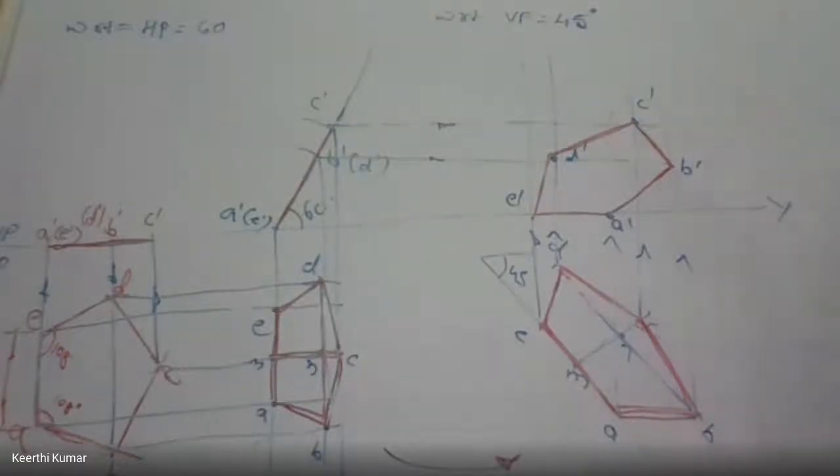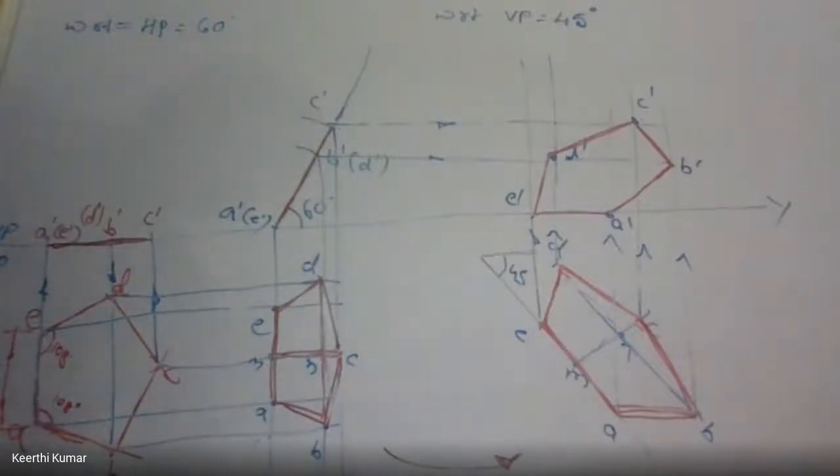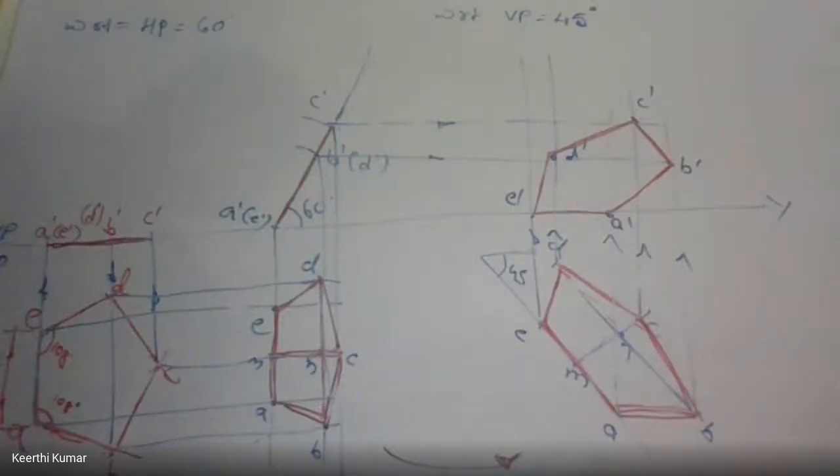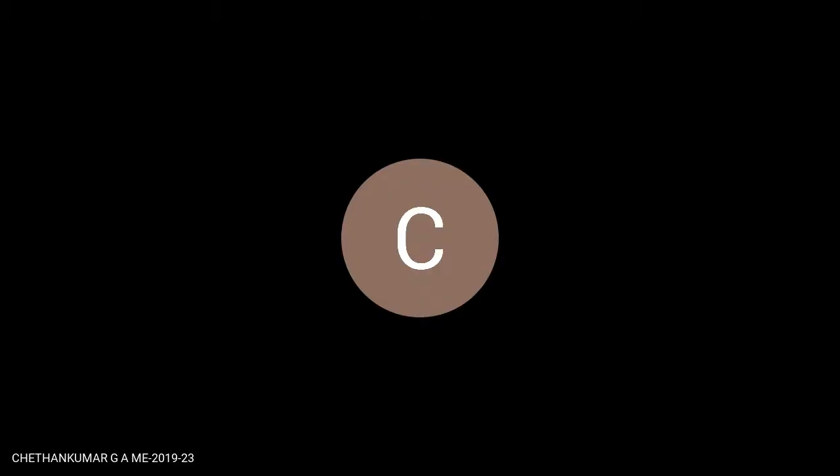Okay, here's the message, so I'll go for the next problem. The next problem uses the same pentagon, so that we'll have more clarity on when to take the apparent line, that is beta. Take the problem.